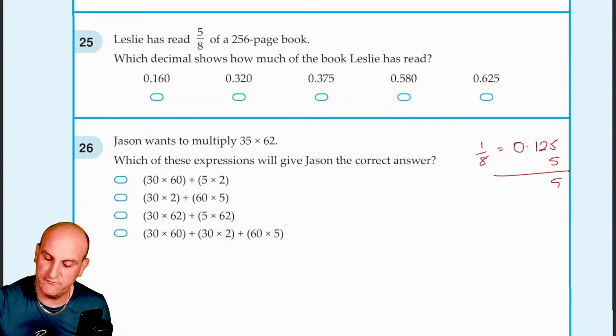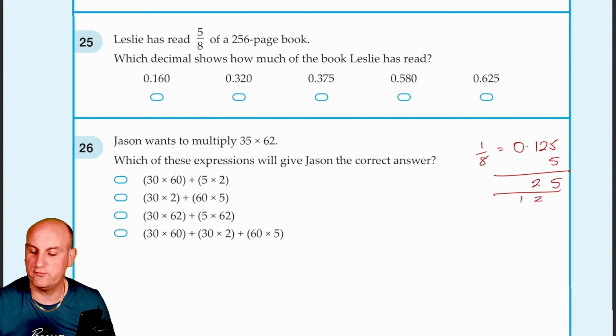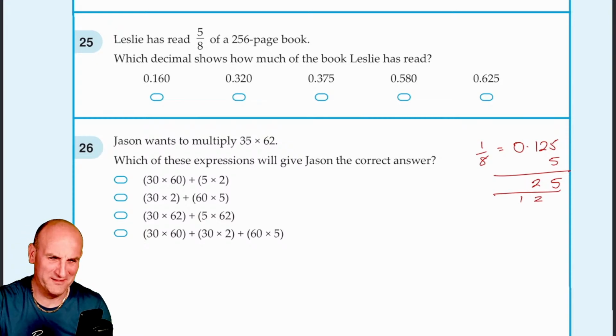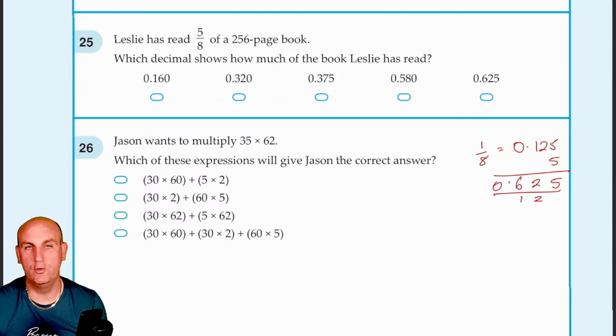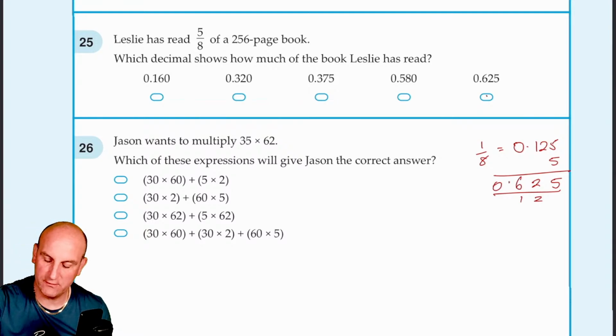5 5s are 25. 2 times 5 is 10, plus the 2 gives me 12. Anyone in Australia now is going, why have you put the 1 and 2 under the line? Because that's what's right. 1 times 5 is 5, plus 1 is 6. And there we go. So 0.625 is in fact the right answer.